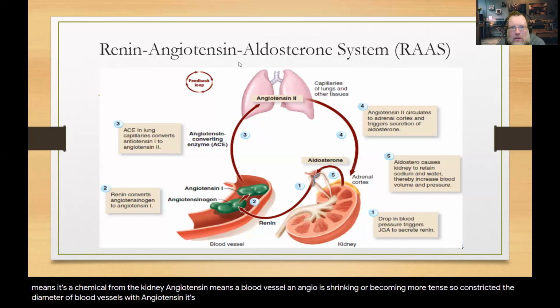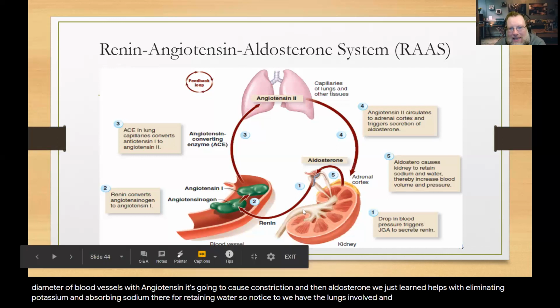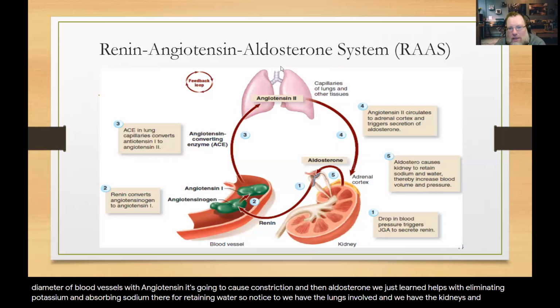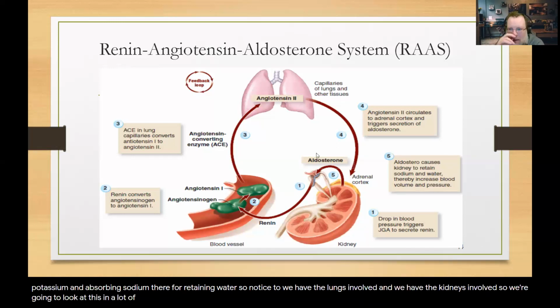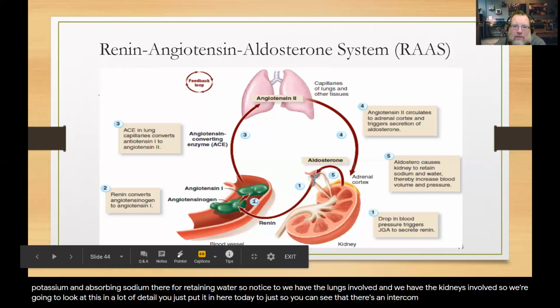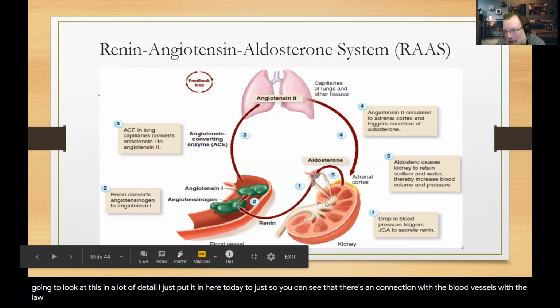It's going to cause constriction. And then aldosterone, we just learned, helps with eliminating potassium and absorbing sodium, therefore retaining water. So notice too, we have the lungs involved and we have the kidneys involved. So we're going to look at this in a lot of detail. I just put it in here today so you can see that there's an interconnection with the blood vessels, with the lungs, and with the kidneys.